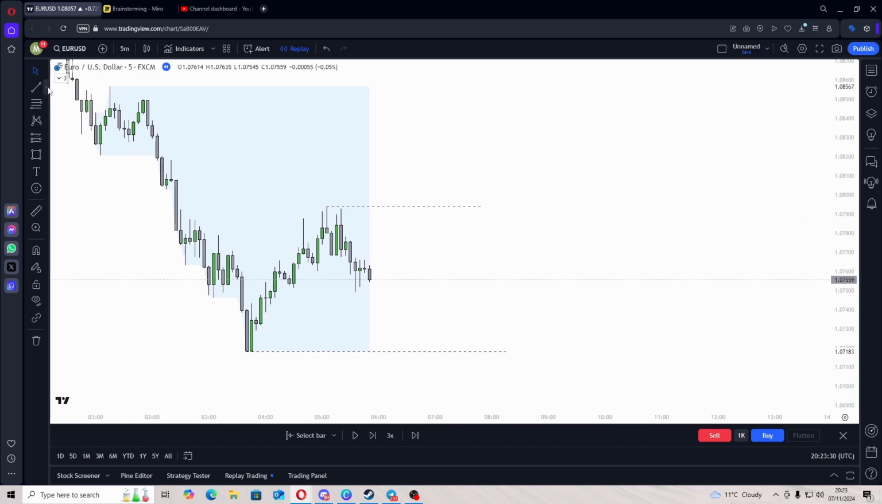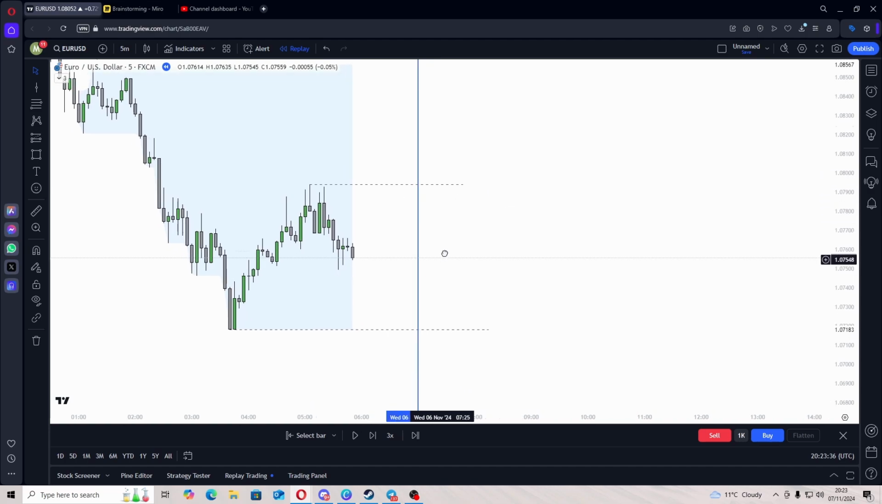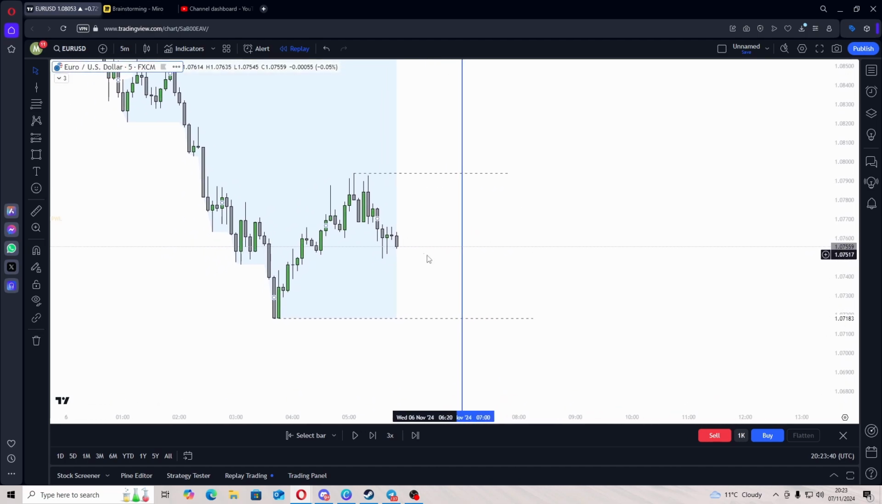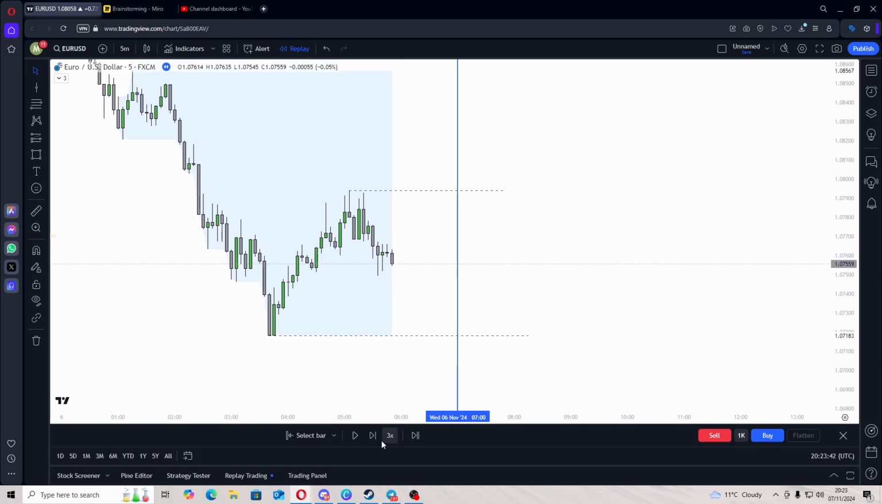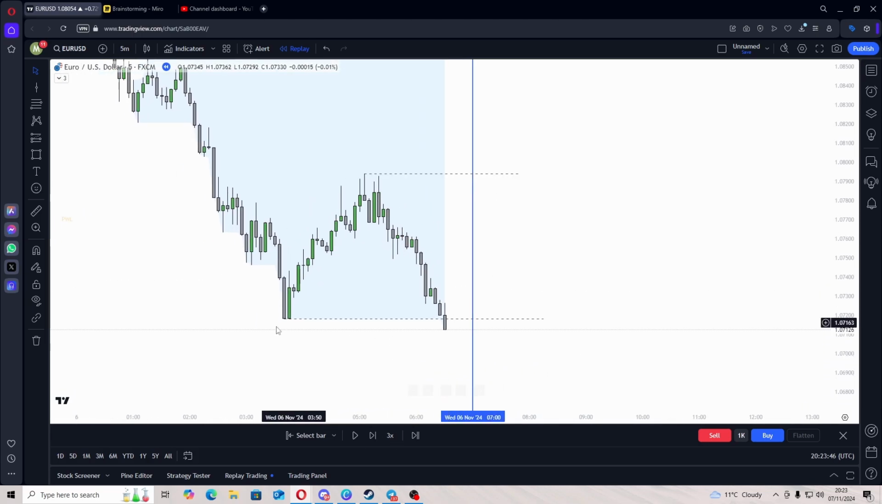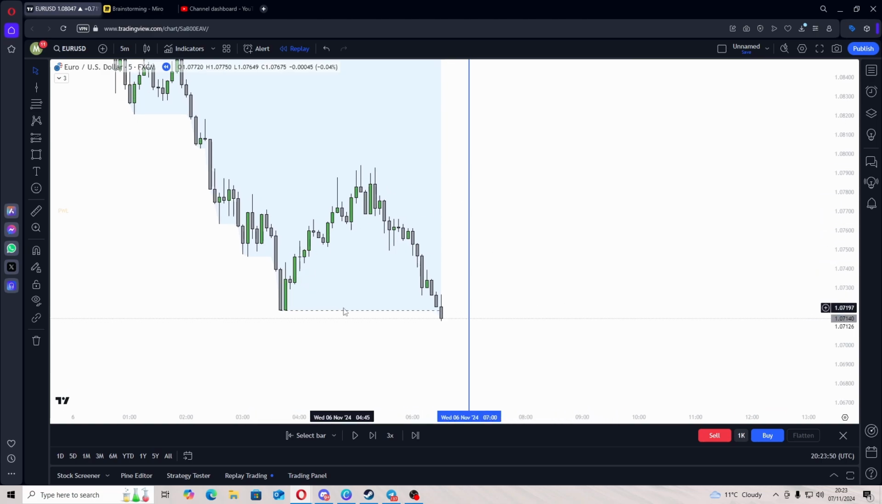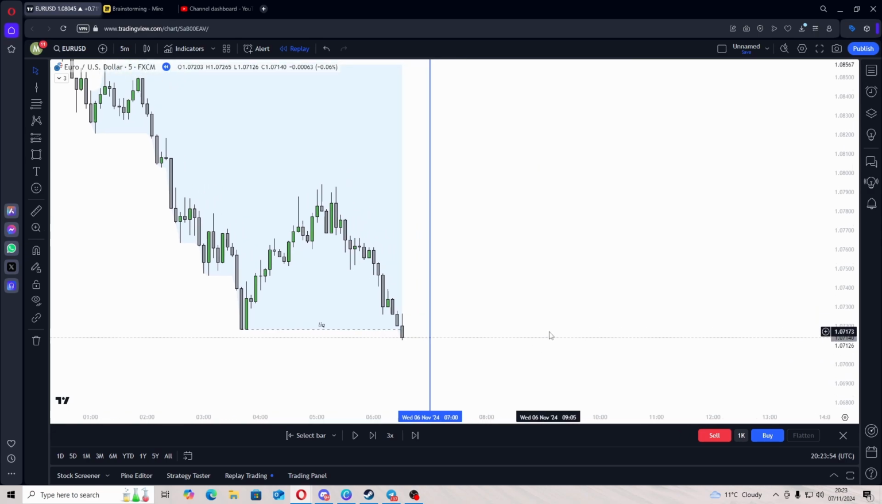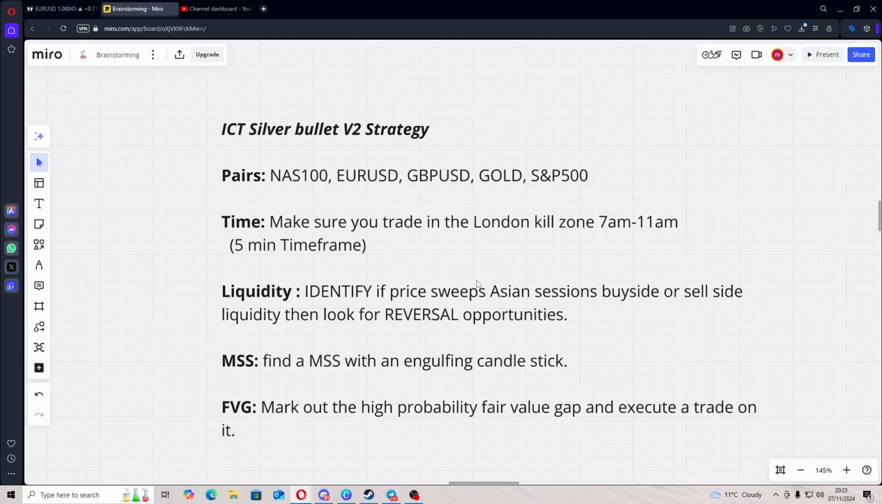So I'm going to be marking out my vertical line where we're actually going to be trading. This is going to be the time right here, 7. And we need to look for any distinct movements in the market, any mitigation of liquidity, anything like that. Okay, so if I play price forward right here, you can see price is actually just taking out the lows of Asian session. So we can actually mark this out as a sweep of liquidity. We're going to put liquidity right here.